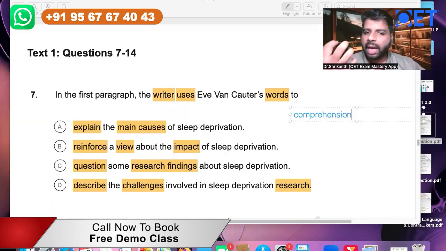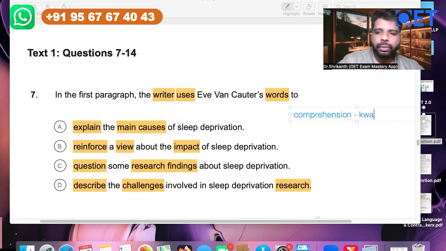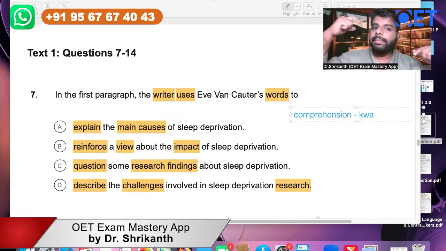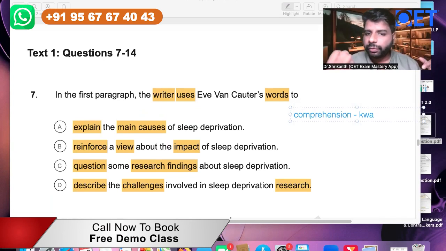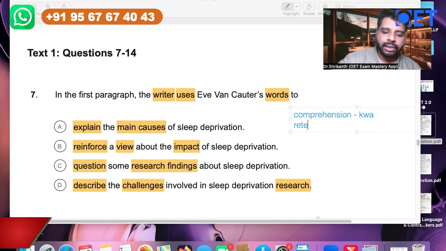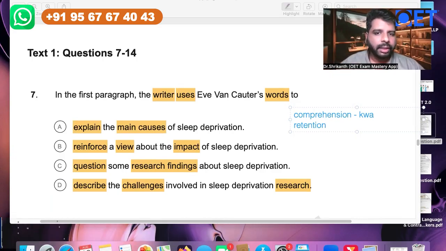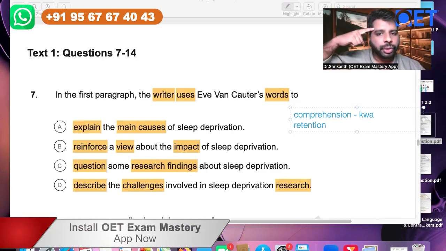Comprehension basically means understanding the question, and for that, we'll do the keyword analysis. Now, you have to read the passage, that is the first paragraph, with a focus, right? So for that, you need retention. You need to remember the question. Don't forget the question. The question is a purpose type question. Your duty is to find why he is using E1 Cotter's words. So now you have to register this information to your memory. You must not forget the question. That is what we call retention.